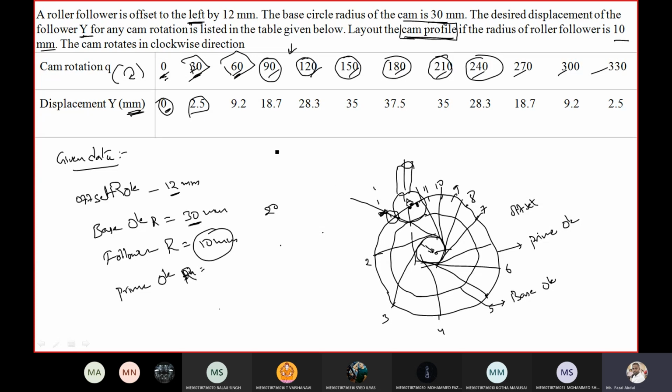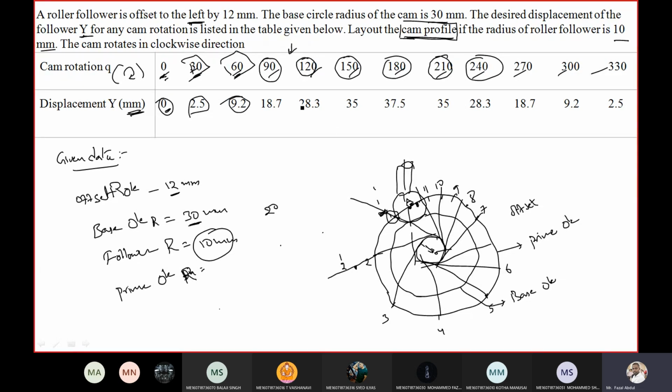Now coming to the 60 degrees line. Which one is the 60 degrees line? This is the 60 degrees line. For the 60 degrees line, shift the second point by 9.2 mm. Measure 9.2 from the prime circle, not from the base circle. From the prime circle, measure 9.2 somewhere here, put a point and name it 2 dash.